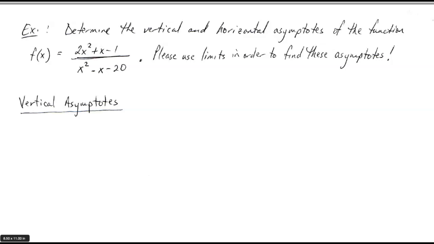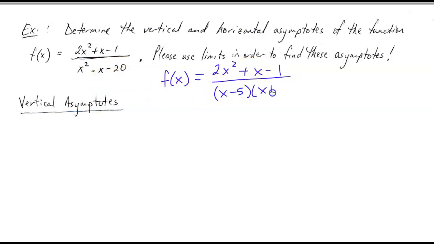Okay. And so we know that for vertical asymptotes, we need to figure out the values of x for where the denominator goes to 0. Okay. And so if we're looking at this, 2x squared plus x minus 1, if I factor the denominator here, that's just going to factor to x minus 5 times x plus 4.